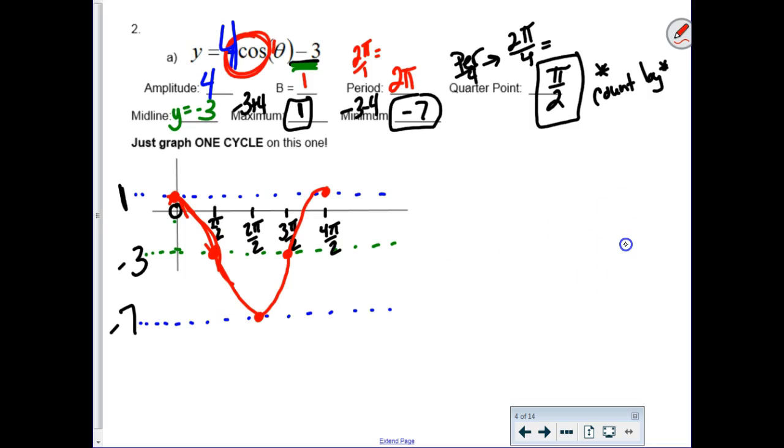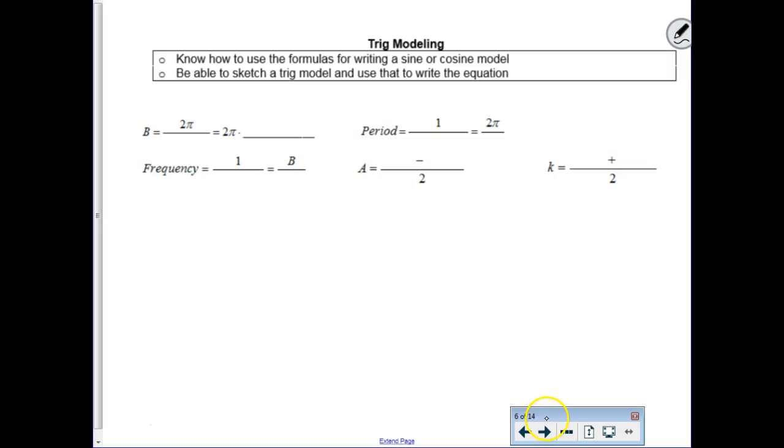So that's what I'm looking for on this question. I need to see label markings on both axes. I need to see the right shape. Good luck. So I'm going to leave that one for you to do.